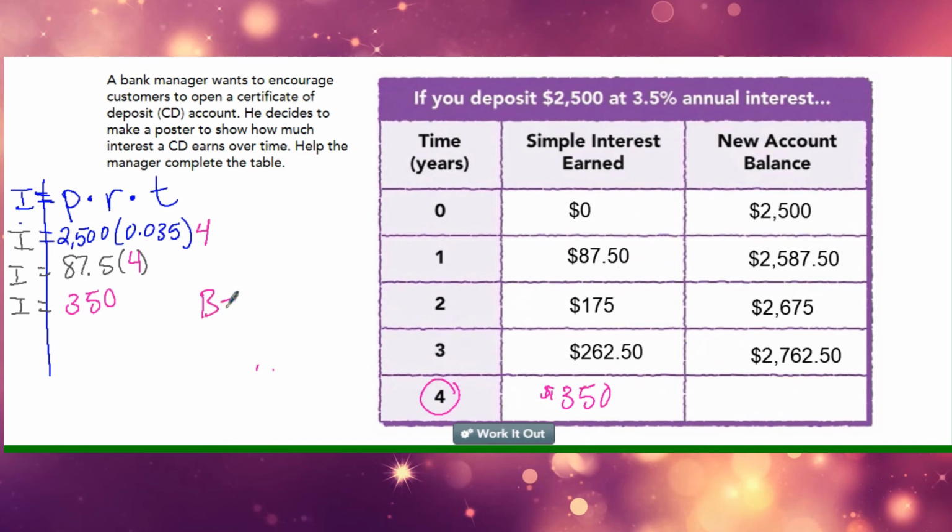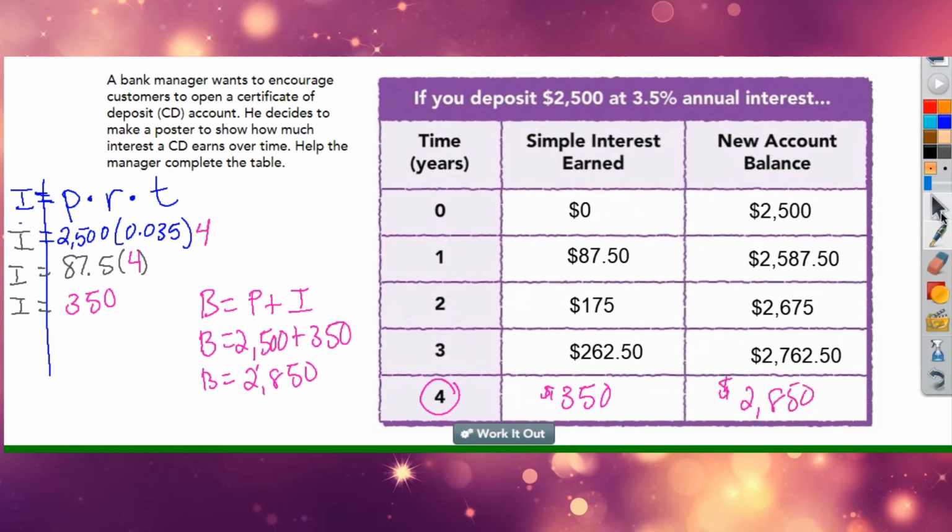Now to figure out my balance, I'm going to use my balance equation, which is balance equals the principal plus the interest. And the principal is $2,500 and the interest is $350. When I add those two together, I get $2,850. So $2,850 represents the balance at year 4.